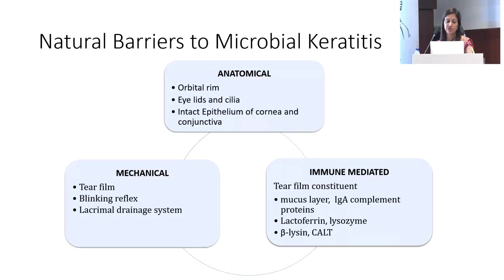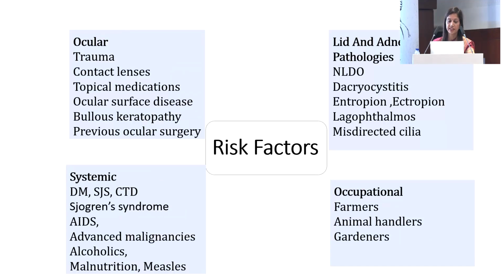There are natural barriers to microbial keratitis, which are anatomical, like the orbital rim, eyelids, cilia, and intact epithelium of the cornea and conjunctiva, and mechanical barriers like the tear film, blinking reflex, and lacrimal drainage system. The tear film consists of a mucus layer, IgA, complement, and lactoferrin, etc.